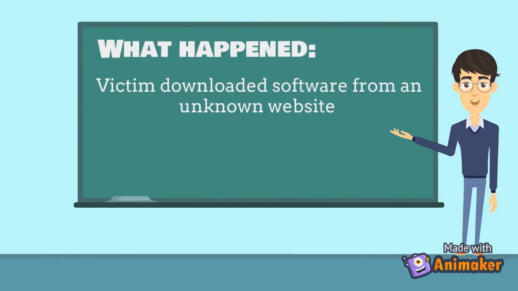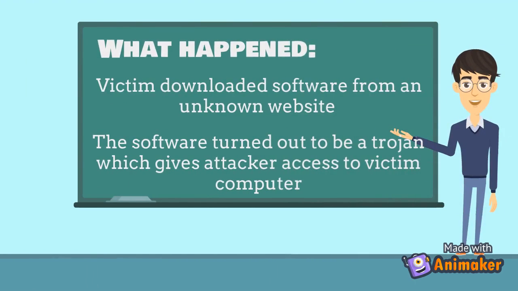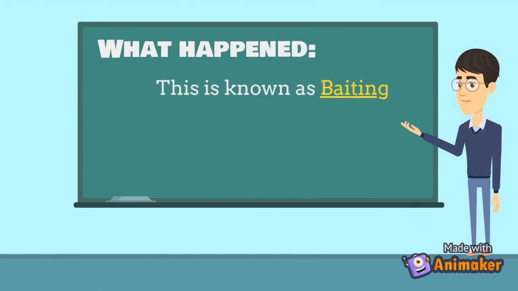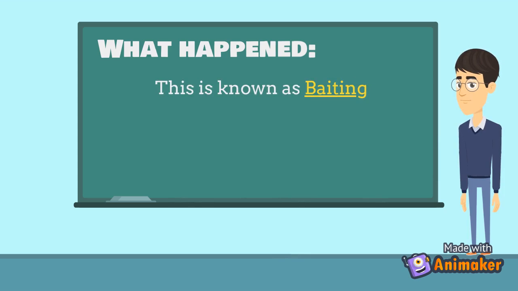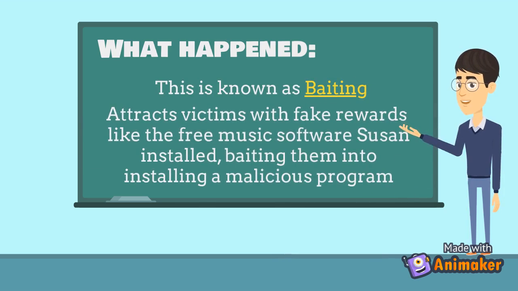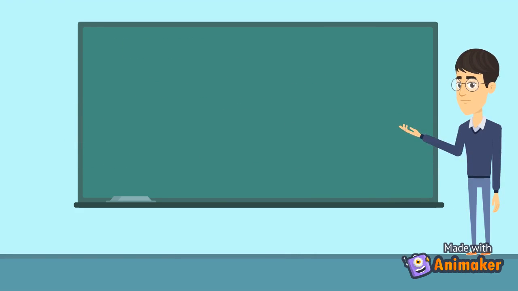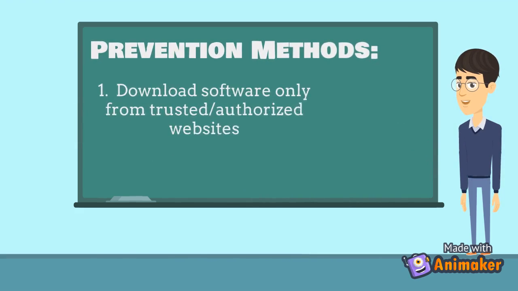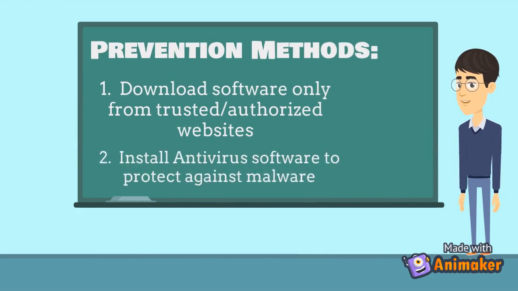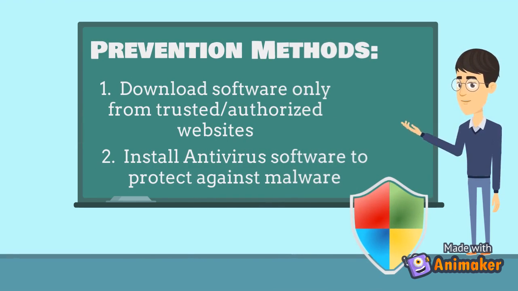Victim downloads software from an unknown website, which turns out to be a Trojan and thus giving attacker access to victim's computer. This is known as baiting. Baiting is a method that attracts victims with fake rewards, like the free software Susan installed. It makes use of human curiosity, and once the fake software is installed, a malicious attack will occur. Preventive methods: download software only from trusted authorized websites and install antivirus software to protect against malware.